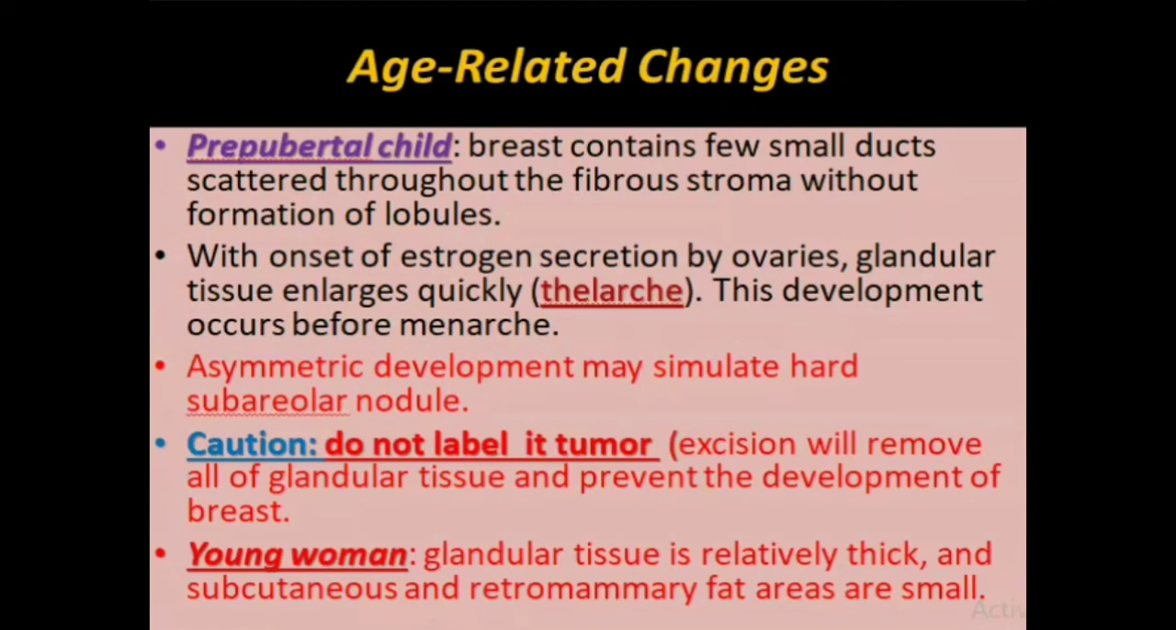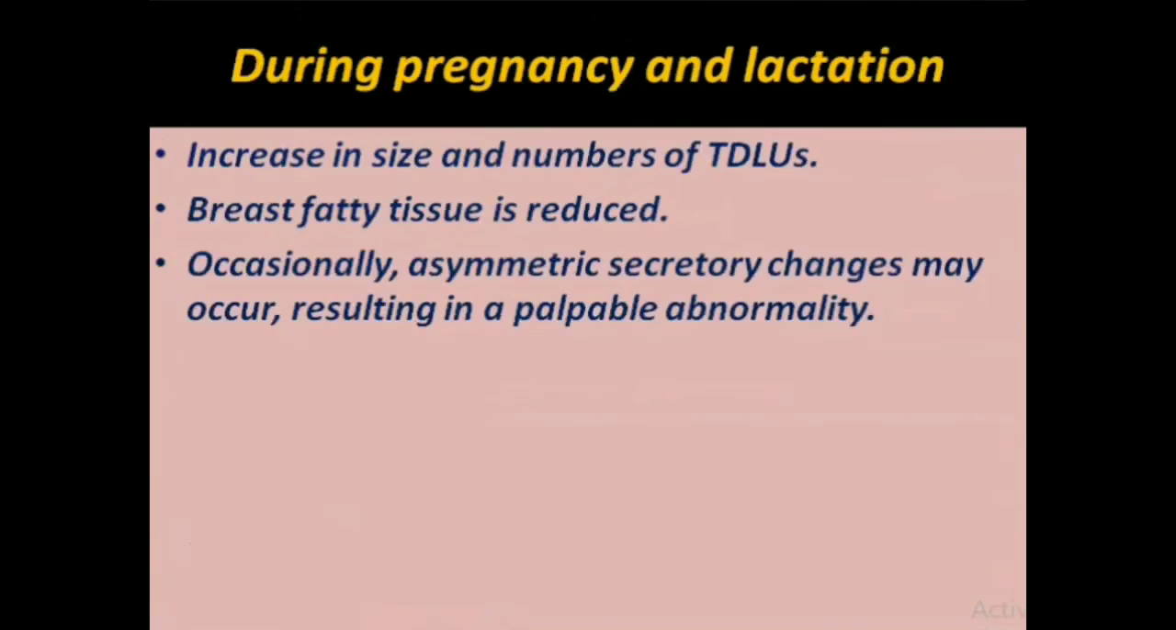In young women, glandular tissue is relatively thick and subcutaneous, and retromammary fat areas are small. During pregnancy and lactation, the size increases and the number of terminal ducts is also increased. Breast fatty tissue is reduced. Occasionally, asymmetric secretory changes may occur, resulting in a palpable abnormality.